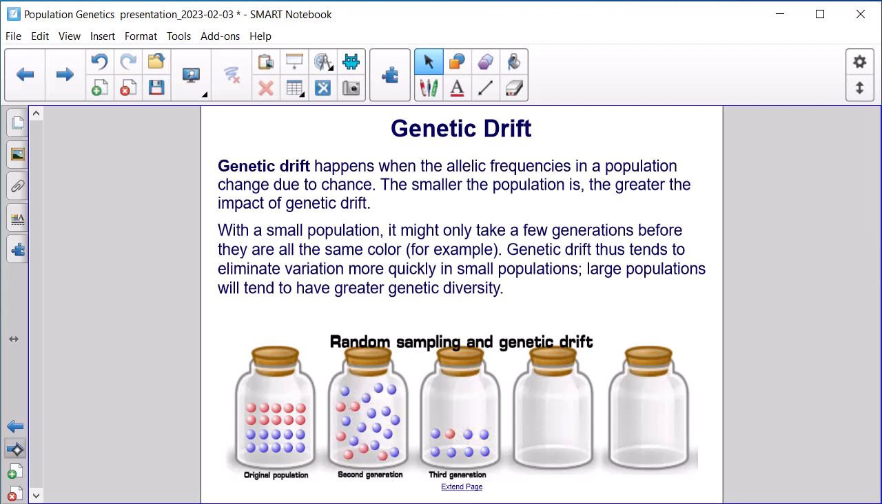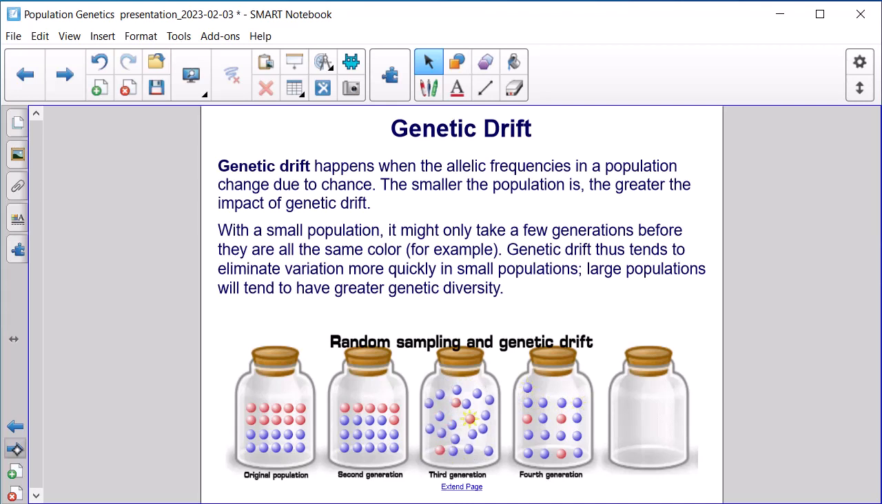With a small population, it might only take a few generations before they are all the same color, for example. Genetic drift thus tends to eliminate variation more quickly in small populations. Large populations will tend to have greater genetic diversity.